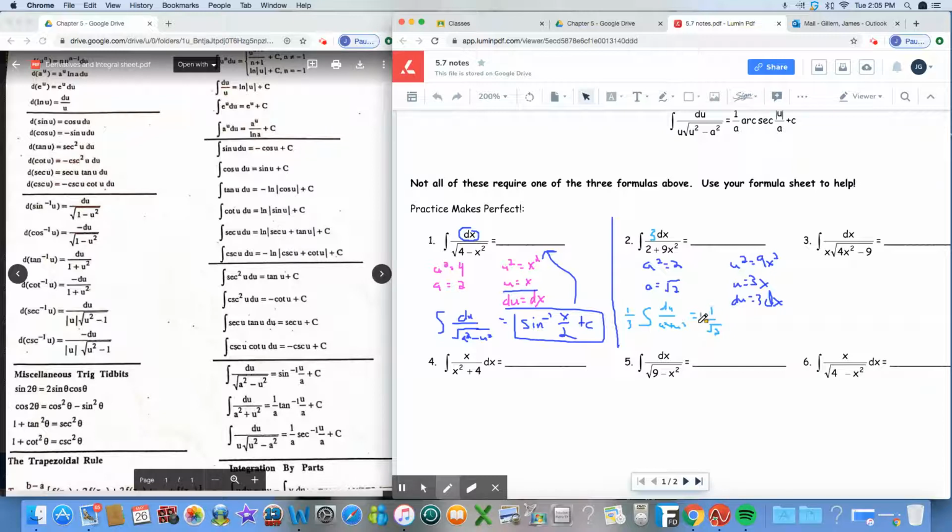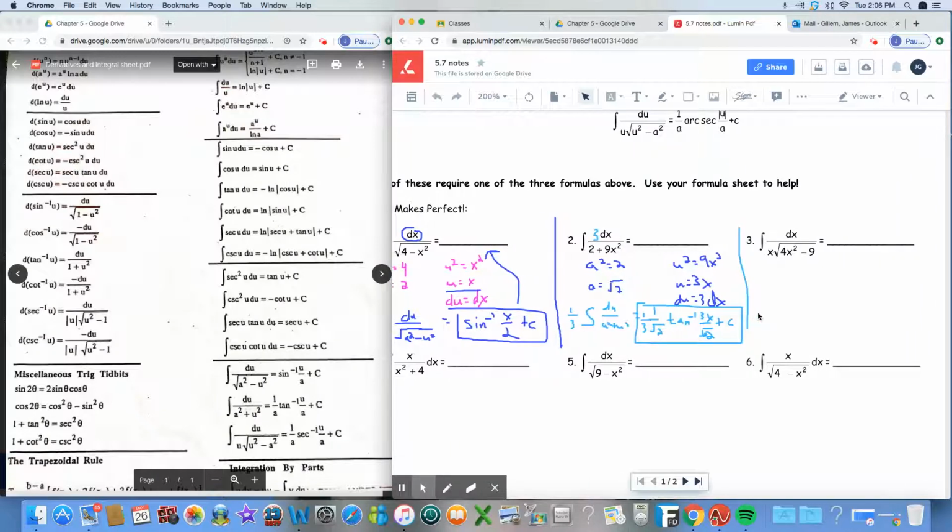Oh, I forgot to do a third. So 1/3 times 1 over root 2, inverse tan of u over a, which is 3x over the square root of 2, plus c. It's awful handwriting, sorry. And there's your answer. So really it's 1 over 3 root 2 inverse tan of 3x over the square root of 2 plus c.